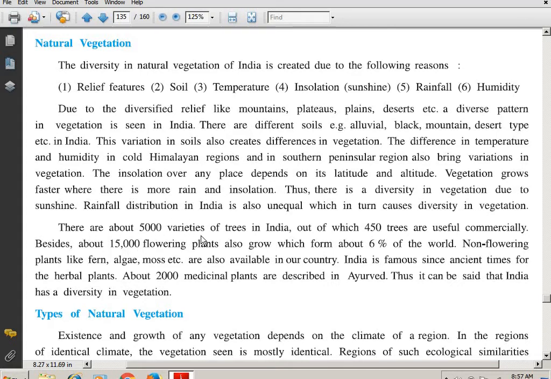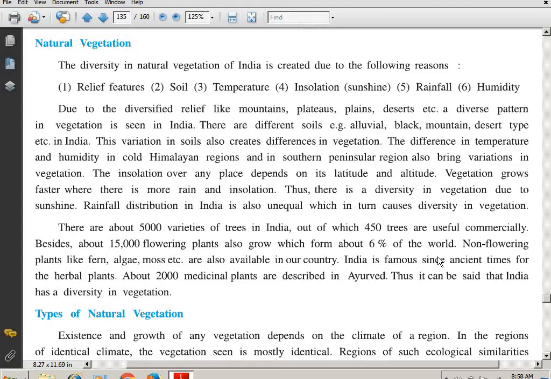There are about 5,000 varieties of trees in India. Underline that there are about 5,000 different types of trees in India, out of which 450 trees are useful commercially. Commercially, for the sake of business and industries, 450 trees have been used. Besides these, about 15,000 flowering plants also grow, which form about 6% of the world. Students will have to underline the number 5,000 as well as 15,000, which makes up 6% of the world.